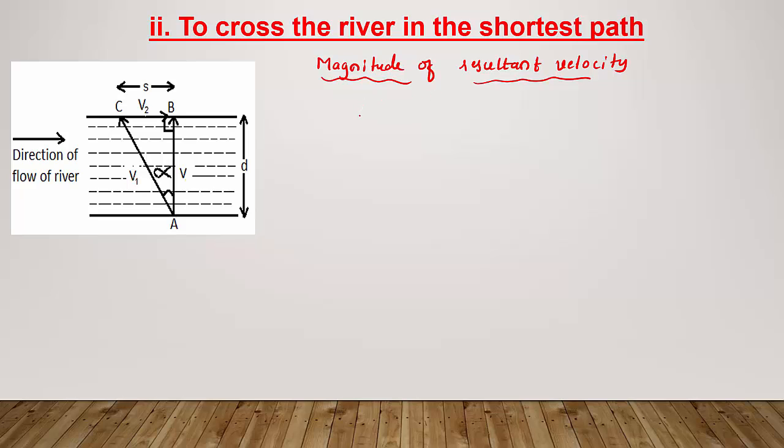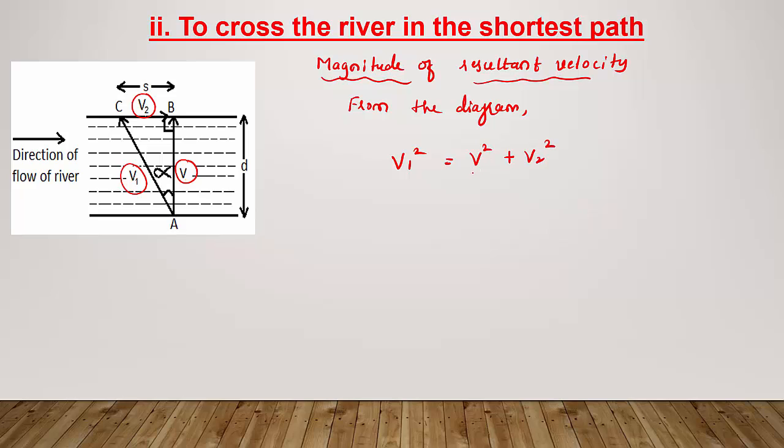So now from the diagram I am going to write. You can observe we want resultant velocity. So this is a triangle ABC. We can consider Pythagoras theorem. We can use Pythagoras theorem here. So from the diagram, V1 square equal to what? V square plus V2 square. V1 square equal to V square plus V2 square.